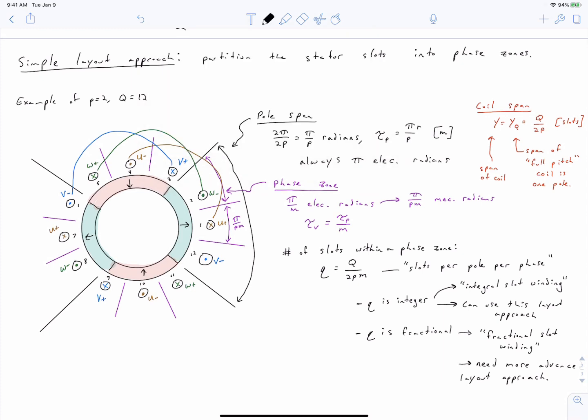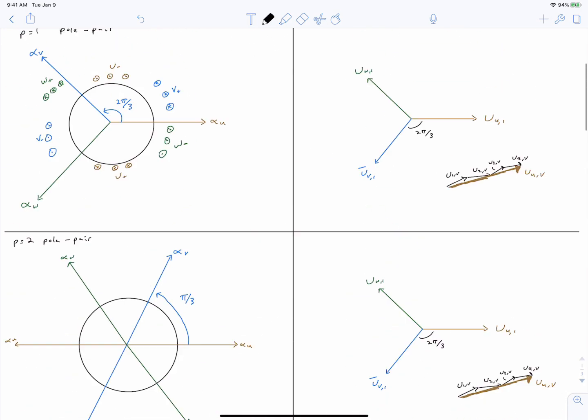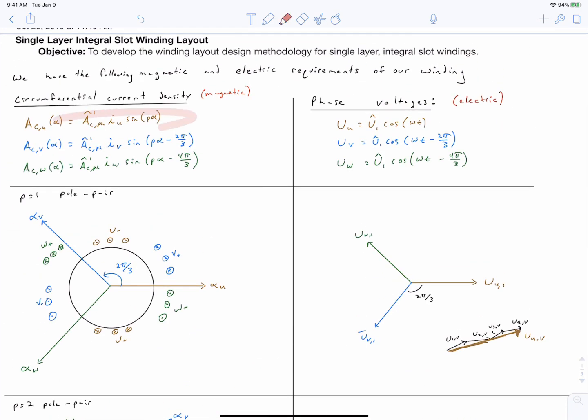So far we've considered the layout approach from the current linkage perspective, from the magnetic field perspective, from where we want to put coils in slots in order to create the desired current linkage. So that was the left-hand side of this table that we constructed up here. Now let's talk about it from the phase voltage perspective, from how we construct our voltage phasors to meet our requirements for what we want each of the terminal voltages to be.